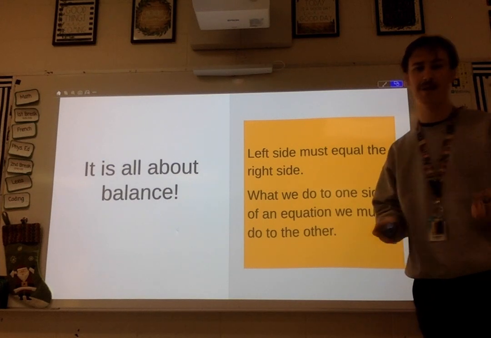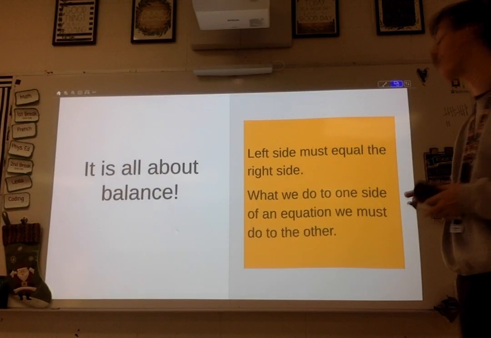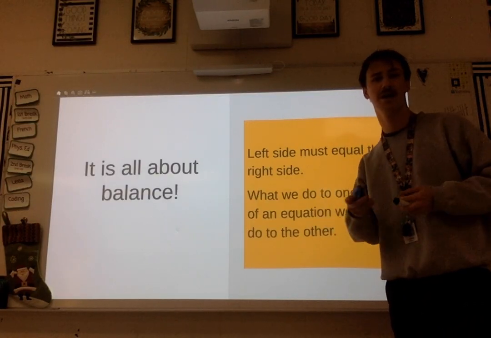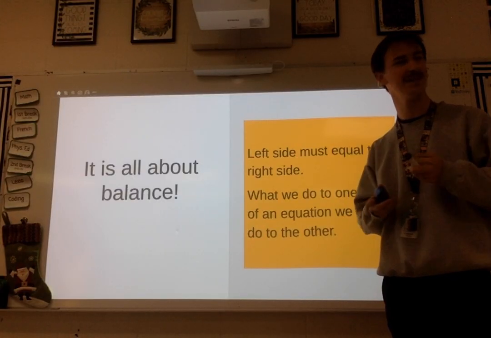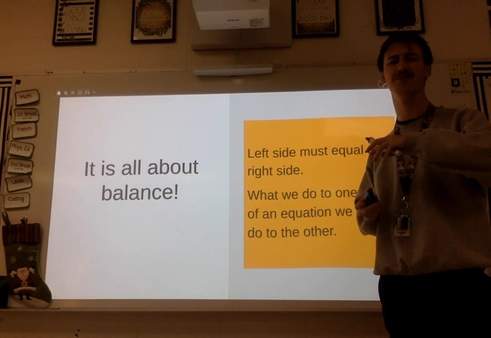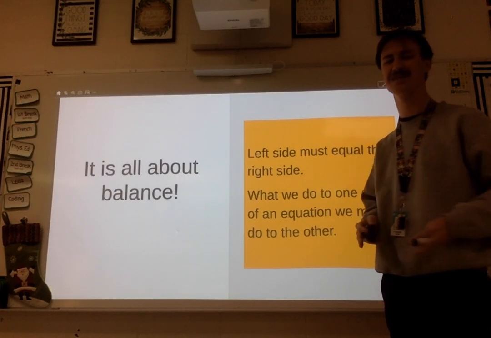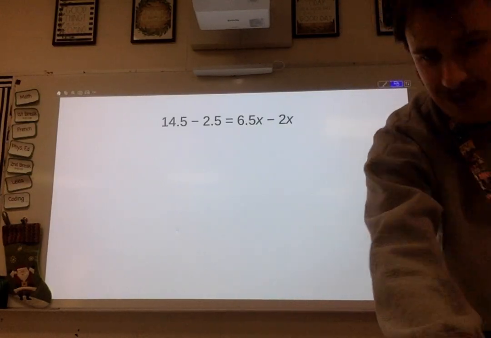Reminding kids that it's all about balance, balancing the left side and the right side of the equation. What we do to one side of the equation, we have to do to the other. Ensuring that we keep it fair. That's how I like to think of it. It's rude to treat the left side differently from the right side, so we need to keep it the same on both. We can show that with this first equation here.